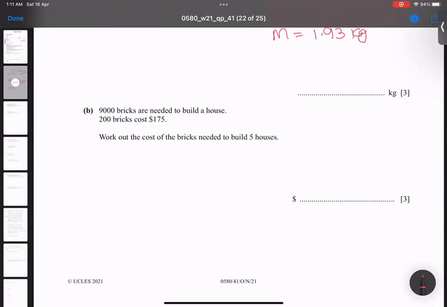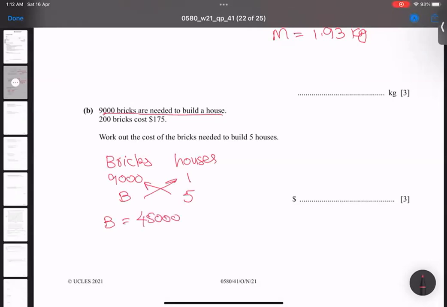So we can write here bricks and the number of houses. Very clear: one house needs 9,000. How do I know? It is mentioned here for one house. But I need how many houses? 5 houses. So here, how many? Just B for bricks. Now cross multiply. So B becomes 5 nines are 45, so 45,000. This many bricks we need.